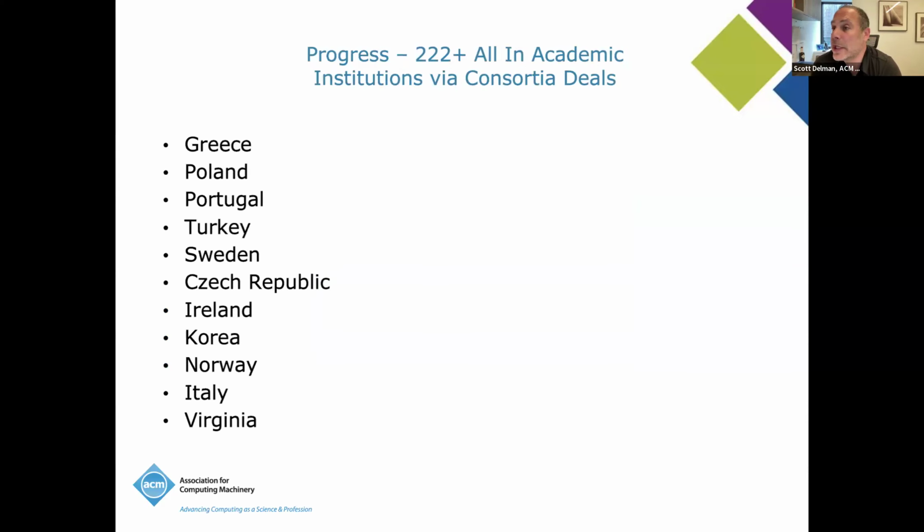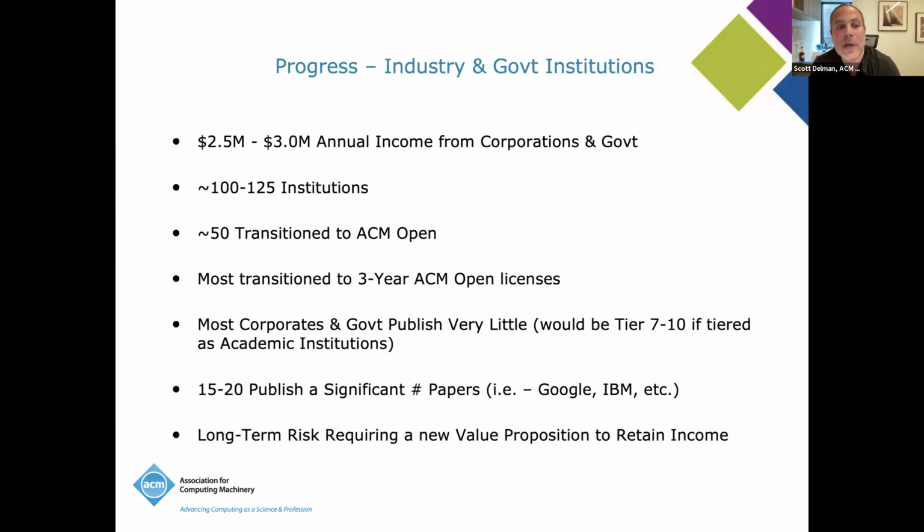Talked a little bit about the all-in model. These are countries where we have national deals effectively for the vast majority of the universities in each of these countries. So those authors do not need to worry about paying APCs. And then we are going institution by institution everywhere else in the country, everywhere else in the world.